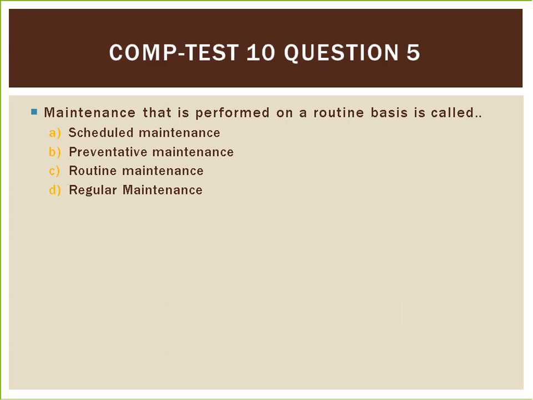Comp Test 10, question number 5. Maintenance that is performed on a routine basis is called A, scheduled maintenance, B, preventative maintenance, C, routine maintenance, and D, regular maintenance. Answer B is the correct answer here because preventative maintenance encompasses scheduled, routine, and regular maintenance. Companies refer to preventative maintenance as an umbrella for all forms of maintenance.